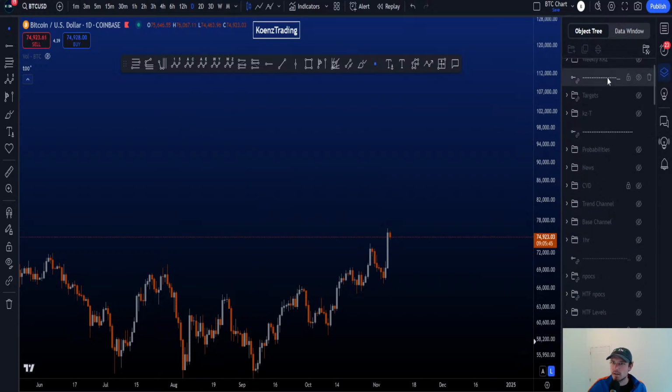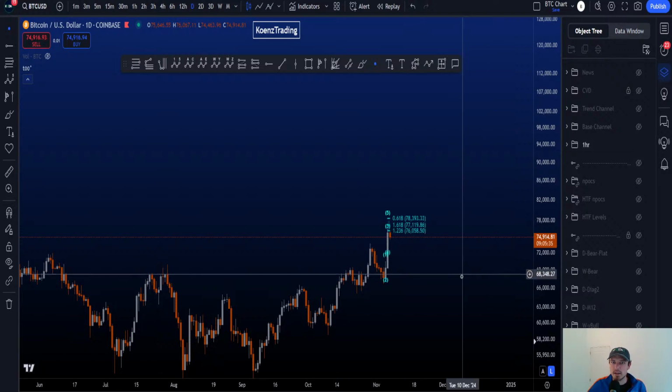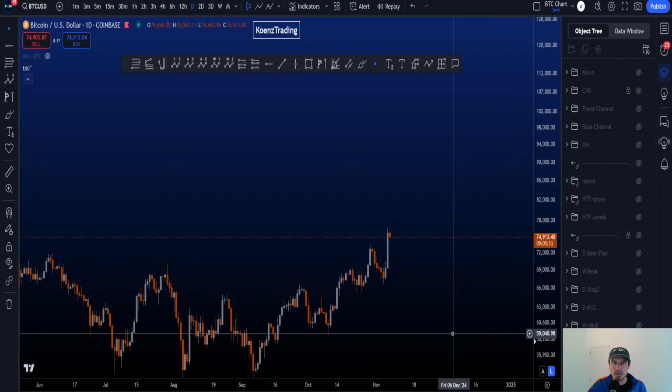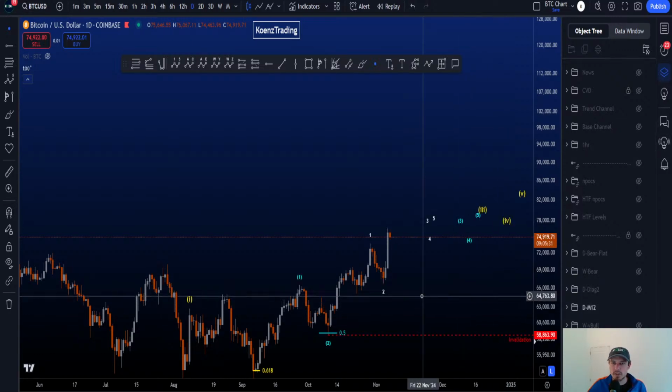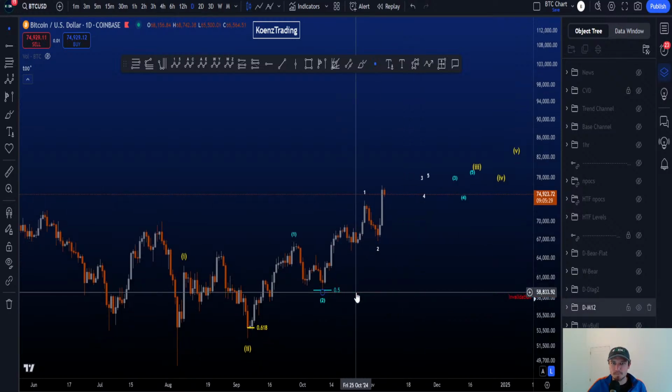Well, it's the object tree. So here on your right, you have this object tree and data window. And then what I do is I can have a scenario. Let me actually, I'm on a daily time frame. So for the sake of the example, have this here.